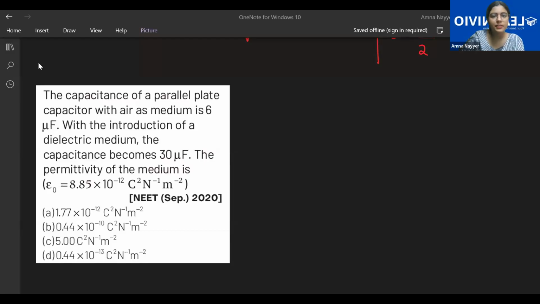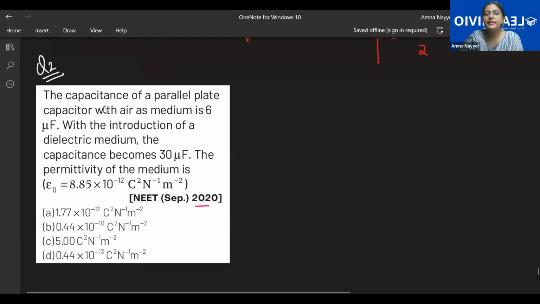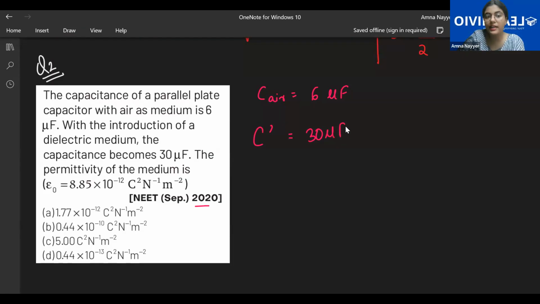Okay, class. So this is the second question, from 2020's paper. Look, this says the capacitance of a parallel plate capacitor with air as the medium is 6 microfarad. With the introduction of a dielectric medium, capacitance becomes 30 microfarad. Let's say this is C dash. It is asking us the permittivity of the medium. What is the value of epsilon?